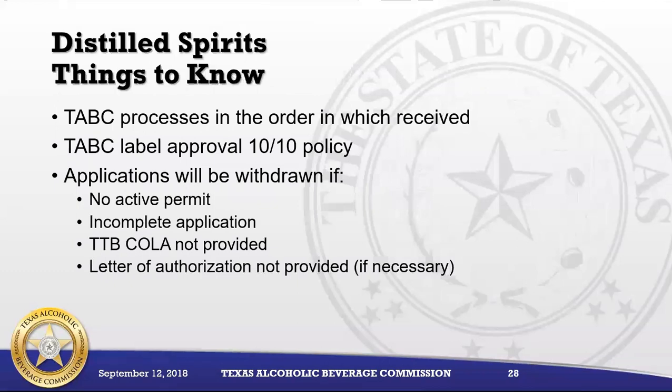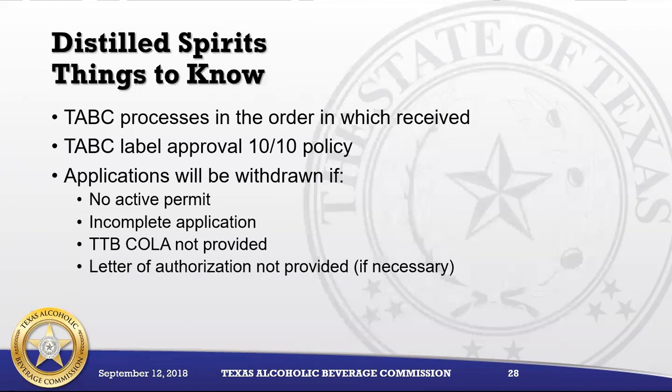Things to know about distilled spirit applications. We process in the order in which received. The division operates on a 10-10 policy. The applicant has 10 days to respond to a correction letter or the application will be withdrawn. Should you respond within the 10 days and further corrections are needed, there's a maximum of 20 days to resolve any issues with your label approval application. Otherwise, the application will be withdrawn.